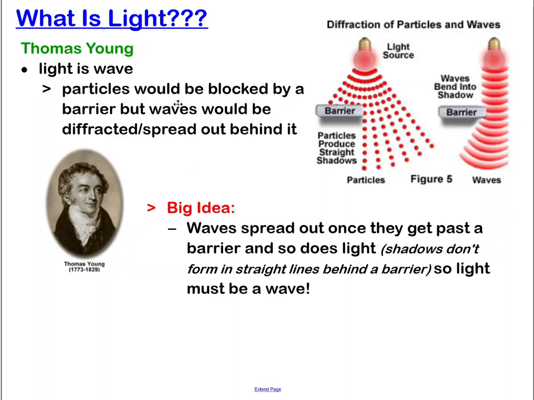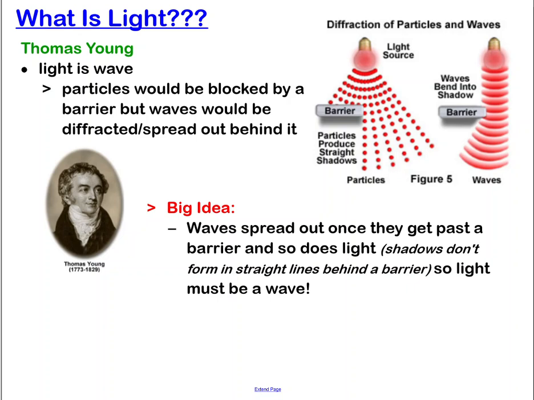So particles would be blocked by a barrier, but waves would spread out once they got past the barrier. And that's exactly what happens. So, boom, Thomas Young: yep, Huygens is right, Newton was wrong. Light is absolutely a wave because shadows don't go in a straight line, right? They spread out. So light must be a wave. Further evidence.